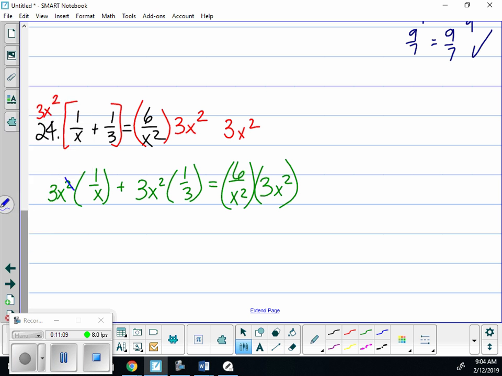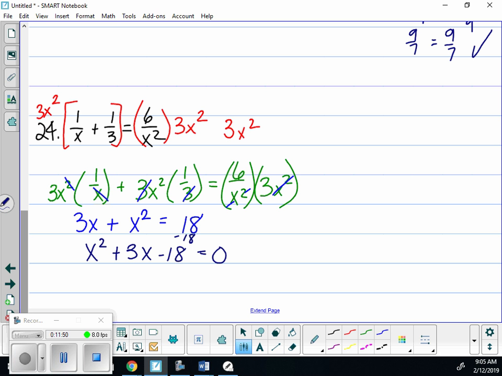One of those x's will cancel with that x, leaving us with 3x. That 3 will cancel with that 3, leaving us with x squared. X squared will cancel with x squared. So 6 times 3 gives us 18. So I have x squared plus 3x. Since I have an x squared and an x, I'm going to bring everything to the left. Minus 18 equals 0.